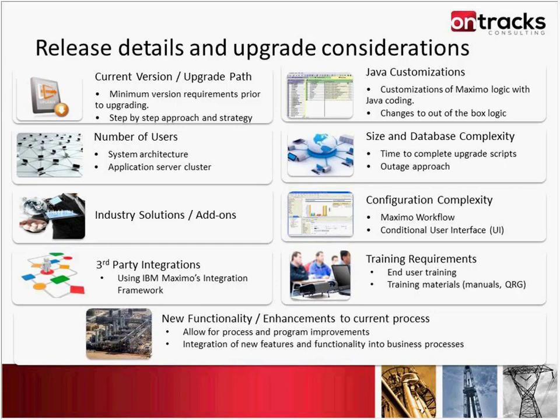And then lastly on this slide here is really, there's lots of new functionality in 7.6 compared to old versions. Maybe you want to implement work centers as an example. So are you going to allow for process and program improvements as part of an upgrade? How do you integrate the new features and functionality into your business processes?